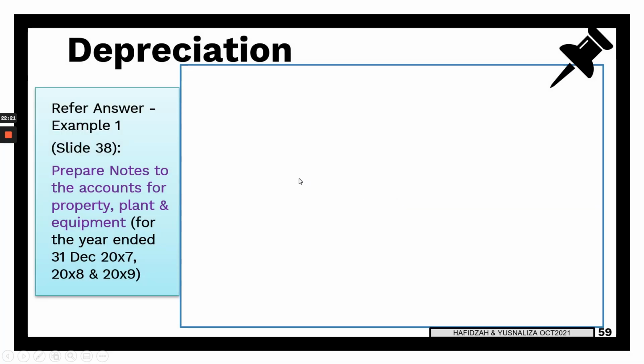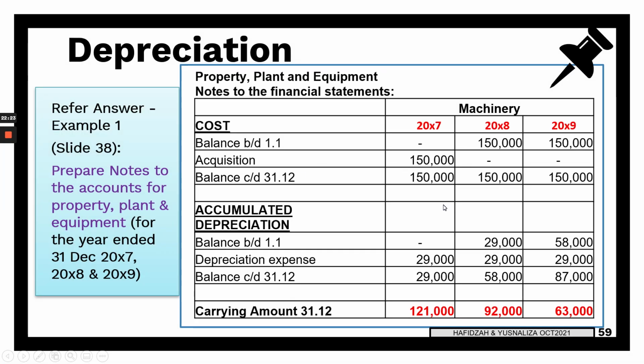Now let us look at notes to the account. So you can see the depreciation is here. So these are included under accumulated depreciation. You have to show the cost and accumulated depreciation, and depreciation are charged there, but the carrying amount will be different for the 3 years. And this is the carrying amount and also the movement.